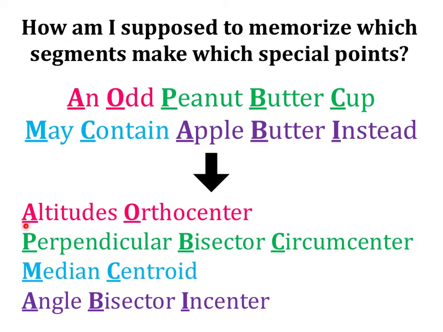Well, that stands for altitudes, orthocenter. Then we have peanut butter cup, and that stands for perpendicular bisector, circumcenter. May contain is median, centroid, and then apple butter instead is angle bisector, incenter. So this is a phrase that can help you remember which segments make which special points.